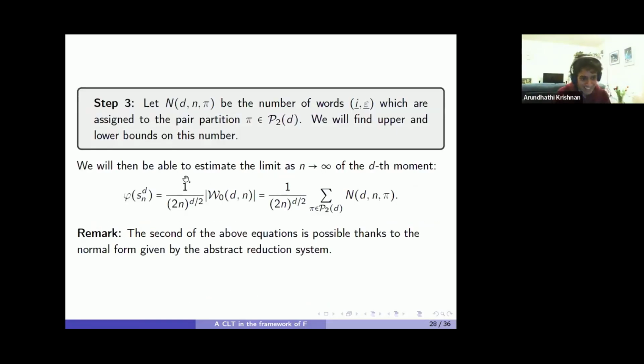But maybe I should, in 2 minutes, skip to step 3. For every word that evaluates to the identity, you have a pair partition. The next step is to say, for every pair partition, how many words evaluate to the identity and are assigned to this pair partition. So that's sort of the converse of this, but you're counting how many words do this.